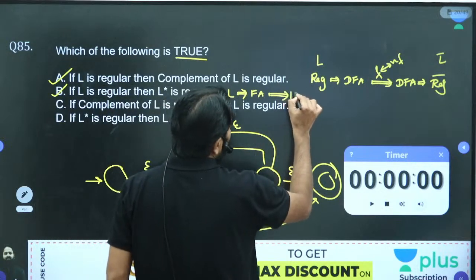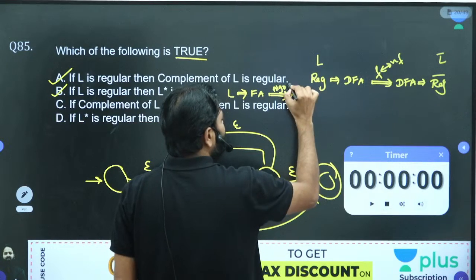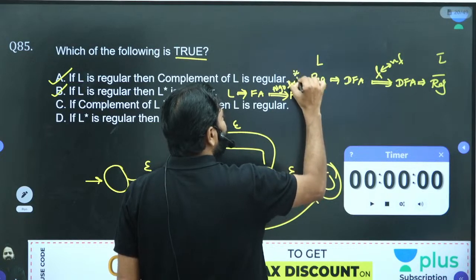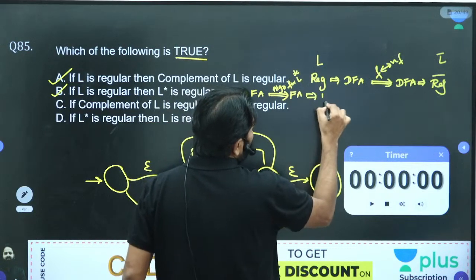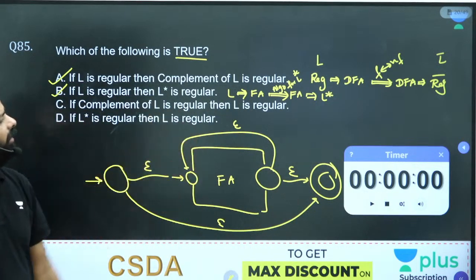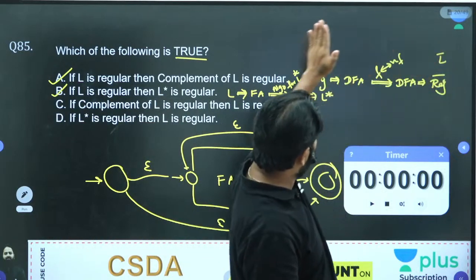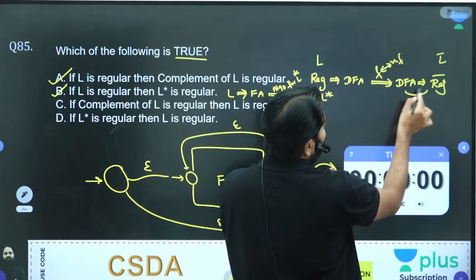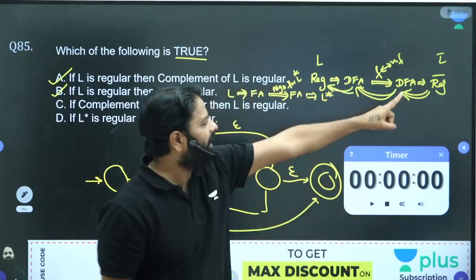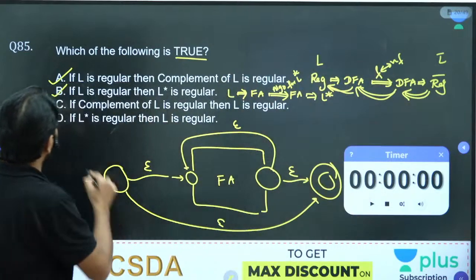You will get a finite automata by using this algorithm for L star, and it accepts definitely L star. And if complement of L is regular, then L is also regular. Even in the reverse direction you can do the same, and you get back to L. If L complement is regular, L is also regular; if L is regular, L complement is also regular. So this is also true.